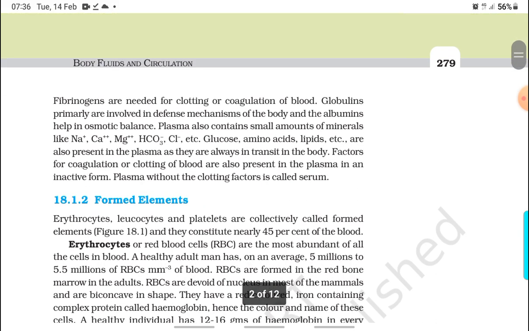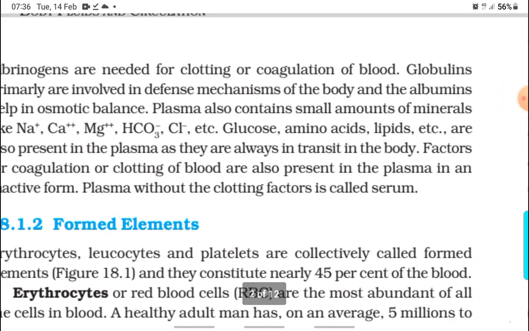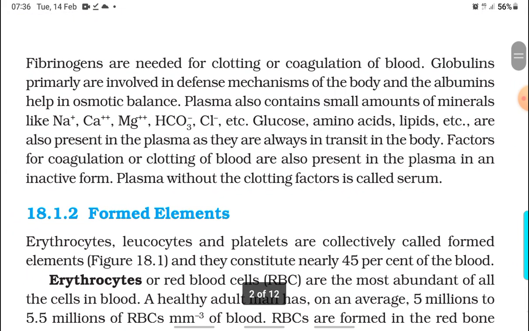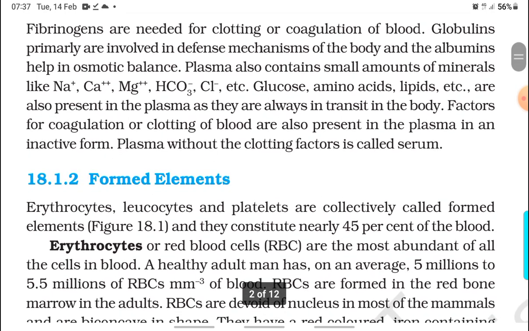Fibrinogens are needed for clotting or coagulation of blood. Globulins are primarily involved in the defense mechanism of the body, and the albumins help in osmotic balance. Plasma also contains small amounts of minerals like sodium ion, calcium ion, magnesium ion, bicarbonate ion, chloride ion, etc. Glucose, amino acids, lipids, etc. are also present in the plasma as they are always in transit in the body.